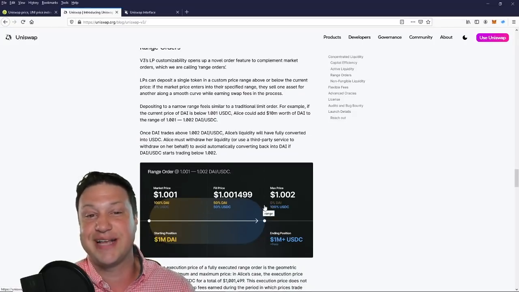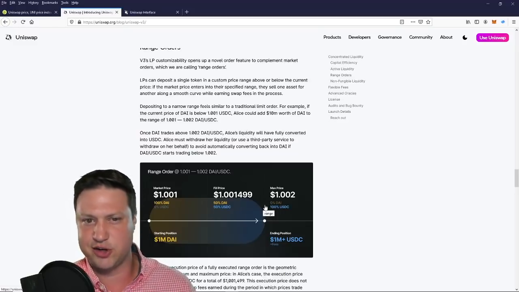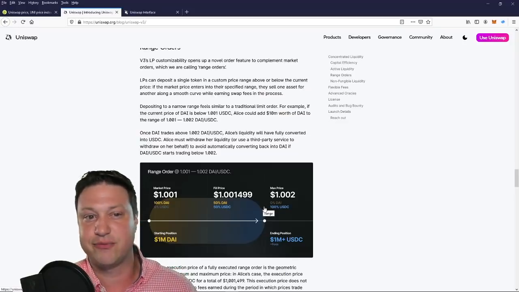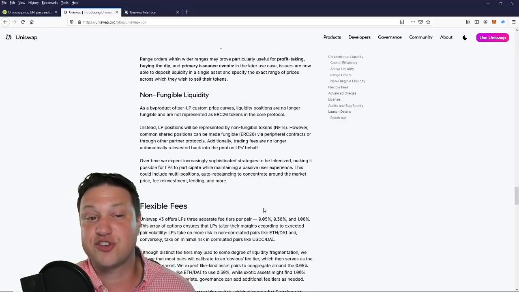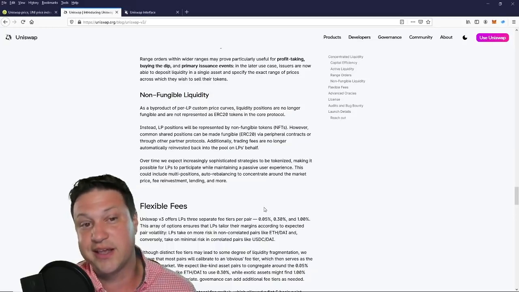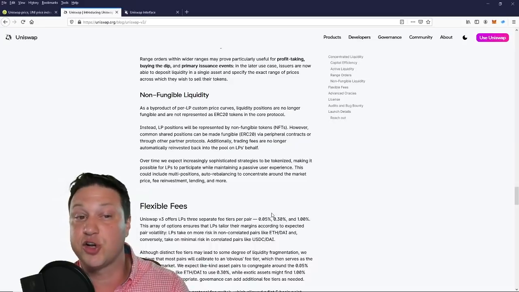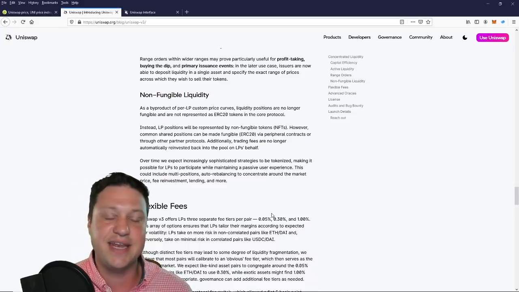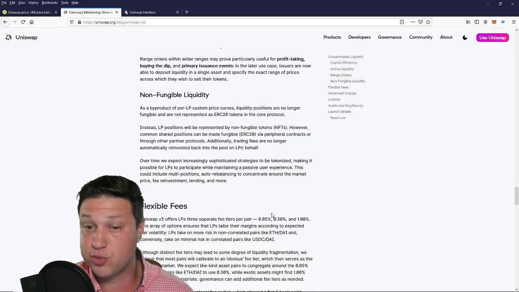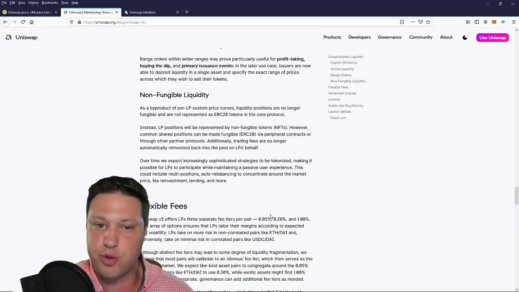Now LPs can deposit a single token in a custom price range above or below the current price. If the market price enters their specified range, they sell one asset for another along a smooth curve while earning swap fees in the process. Another big change to V3 is non-fungible liquidity. So they're taking the concept behind NFTs and bringing it to liquidity. As a byproduct of a per-LP custom price curve, liquidity positions are no longer going to be fungible and are not represented as ERC-20 tokens in the core protocol. Instead, LP positions will be represented by non-fungible tokens. However, common shared positions can be made fungible via peripheral contracts through other partner protocols.